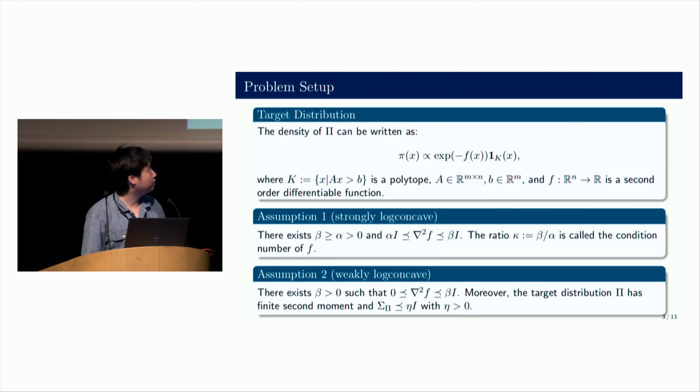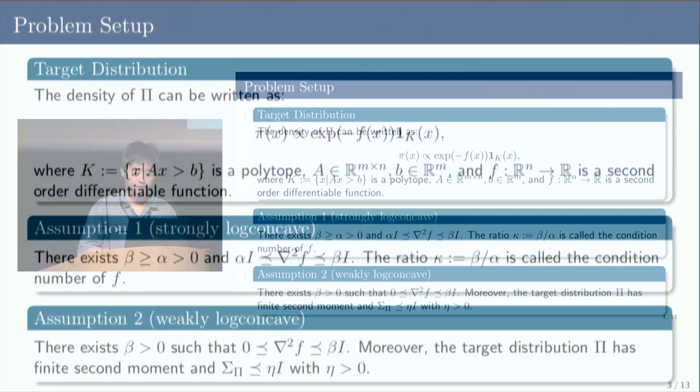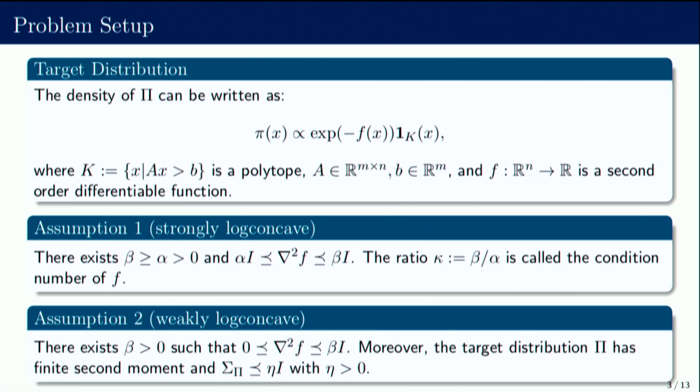The first assumption is that f is strongly log concave and strongly log smooth. We suppose there exist beta greater than alpha greater than 0, such that the Hessian of f is lower bounded by alpha and upper bounded by beta. And we define the ratio kappa, beta over alpha, to be the condition number of f. For assumption 2, we weaken the assumption a little bit. We still assume log smoothness, so there exists beta such that the Hessian is upper bounded, but we only assume that the Hessian is positive semi-definite, greater than 0.